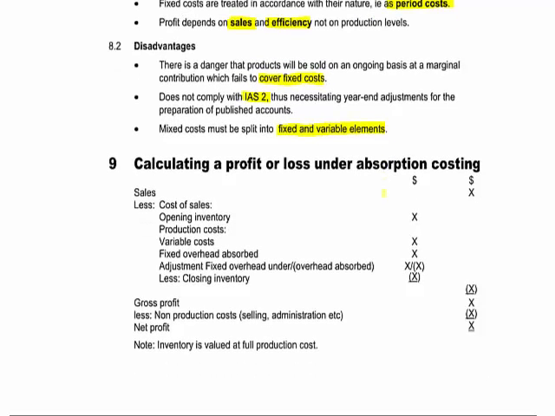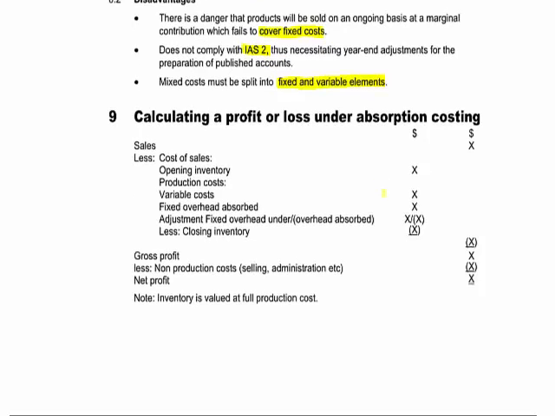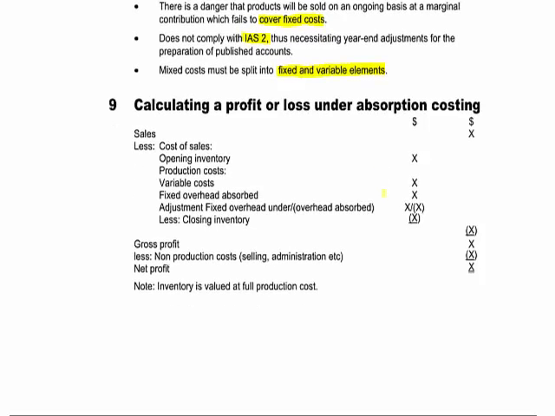Having considered the profit and loss under marginal costing, we're now going to consider it under absorption costing. And what we have here then is the pro forma layout for the absorption costing P&L. So we start off with sales and cost of sales.